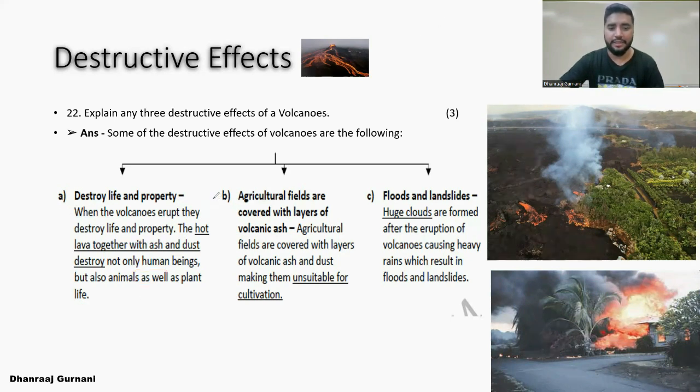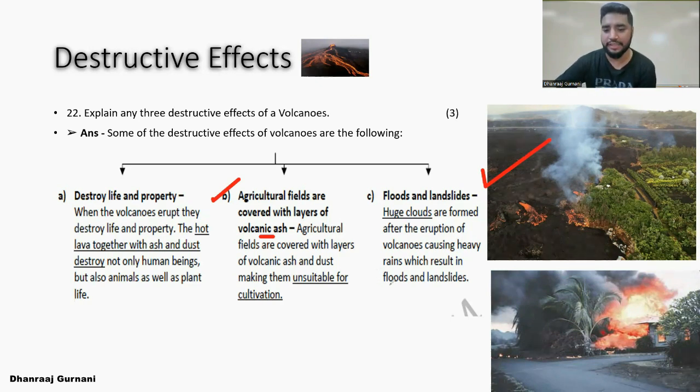Going to the second destructive effect out of 5, agricultural fields are covered with layers of volcanic ash. Here is a photo, agricultural fields. Here is a photo of vegetation getting destroyed due to volcanoes. Agricultural fields are covered with layers of volcanic ash as the dust makes them unsuitable for cultivation.